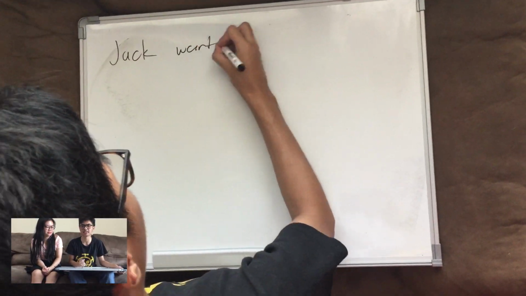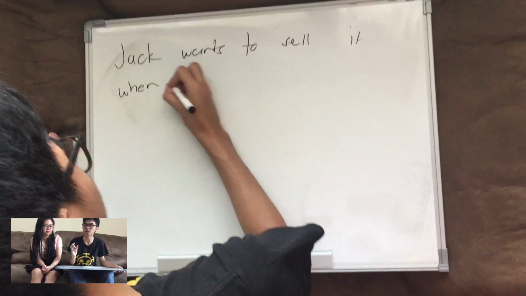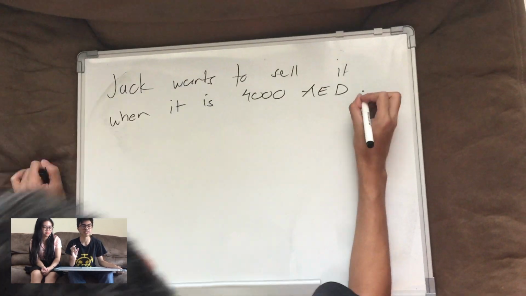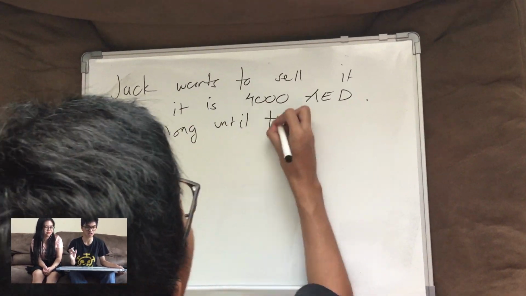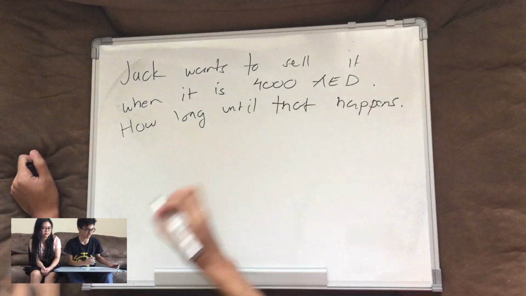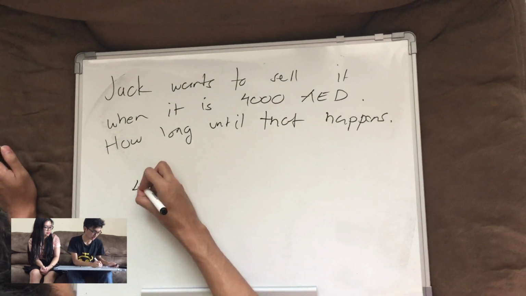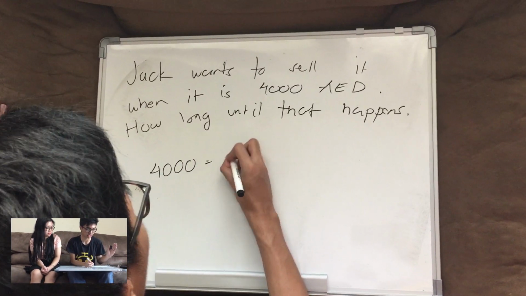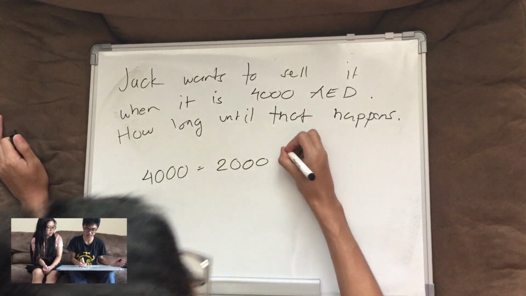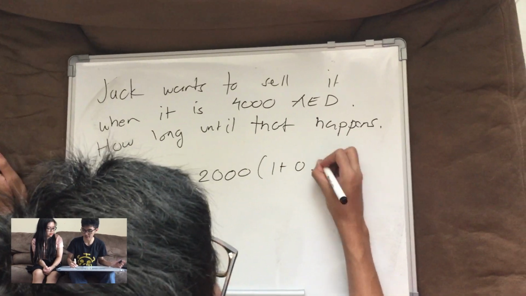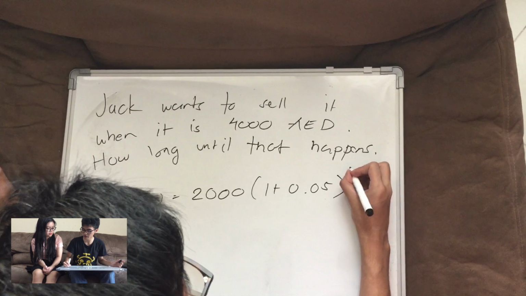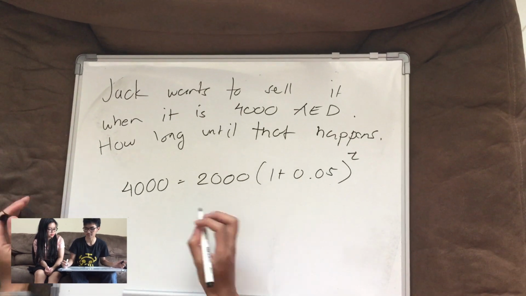Jack thinks that 2,552 is a little bit too short, and he wants to sell it when it's 4,000 dirhams. But how long will it take before it reaches that value? So now we have our final answer. He wants 4,000, and his initial value is 2,000. We have our rate, which is already 0.05, but we do not have t.